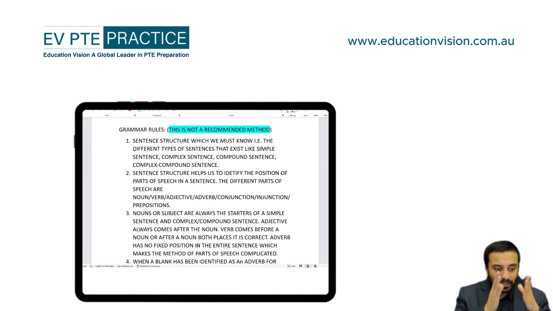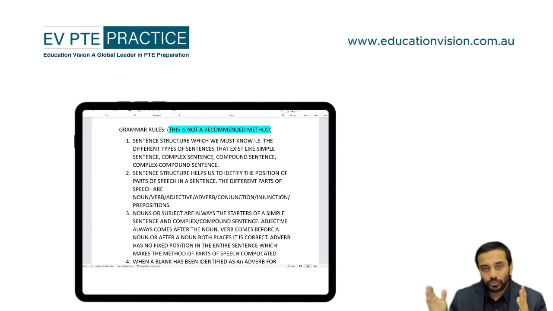Because we can say that nouns are used at the start of a sentence, followed by a verb and then another noun, and before the verb, an adjective comes. However, it's not so simple in the exam, because we don't get simple sentences in the exam. The place where the blank is could be anything. And the biggest problem is adverbs, they have no fixed position.